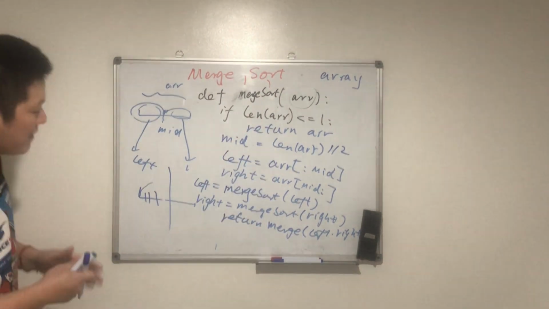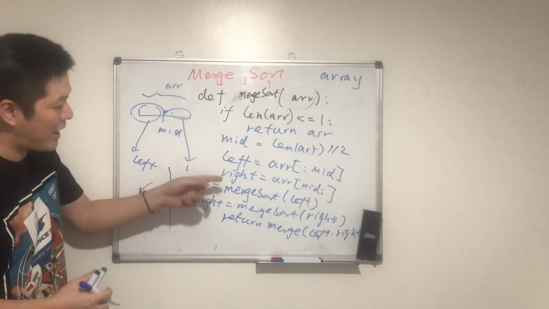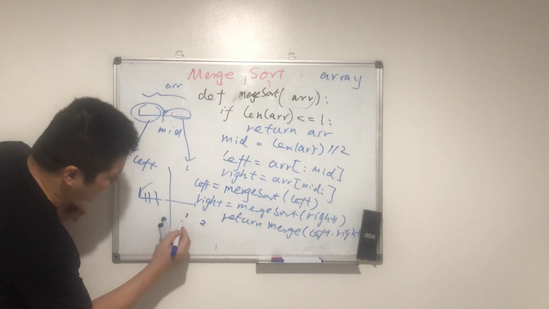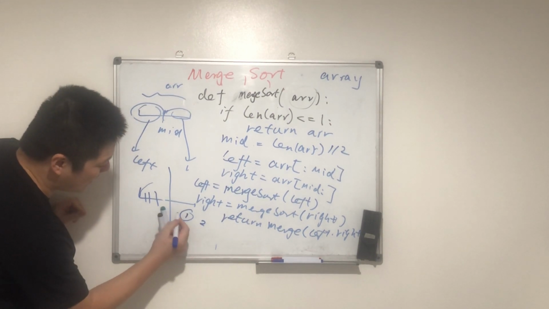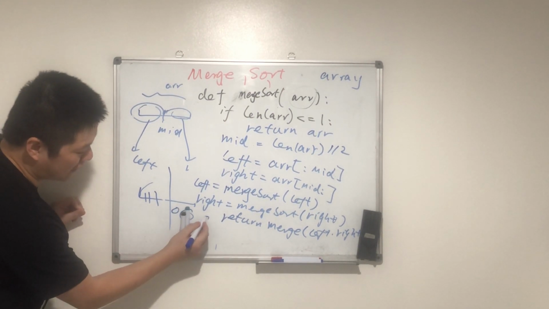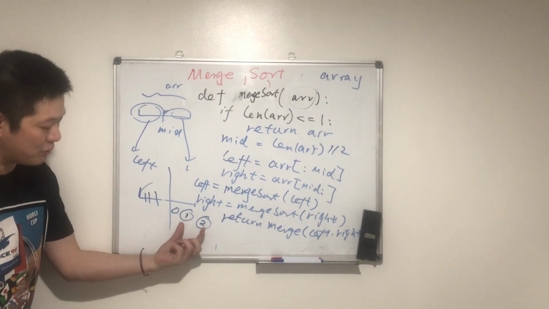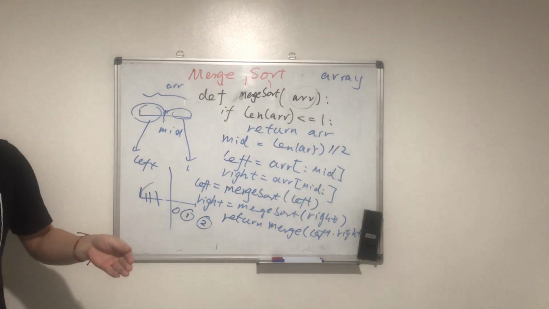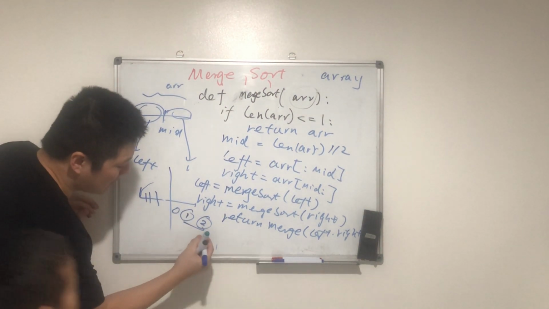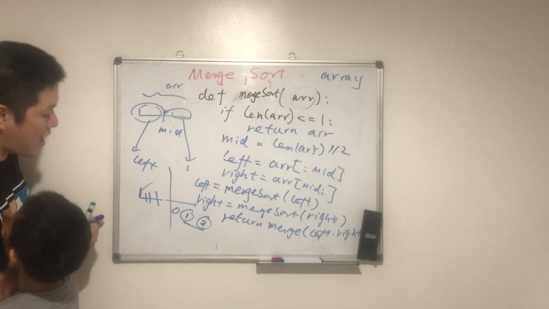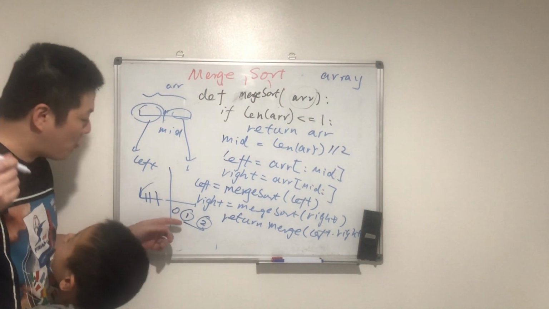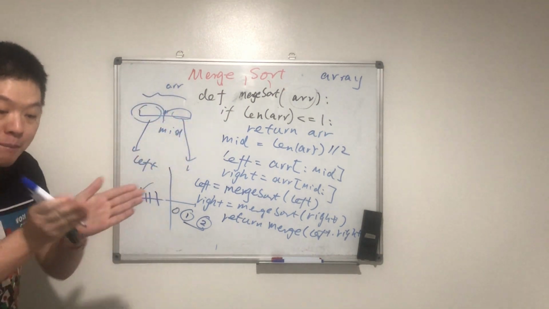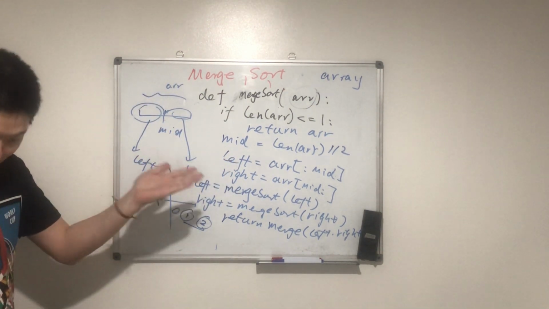If we have this already sorted part, if this one number is sorted, and this number is sorted, then what do we do? We merge it. Remember, we know how to merge two sorted lists, right? So when you merge it, you can merge it into a bigger part. Am I right?